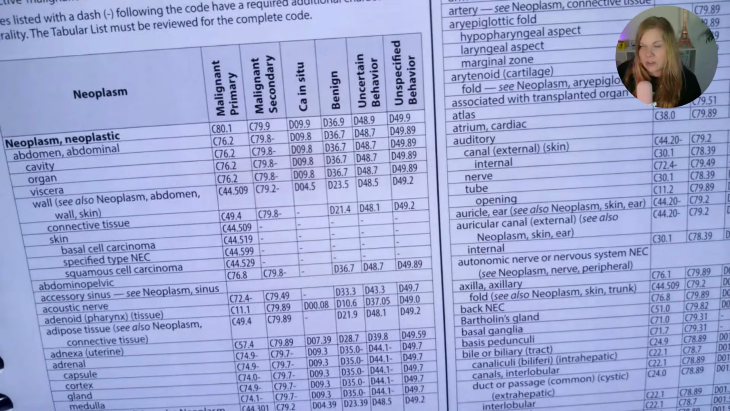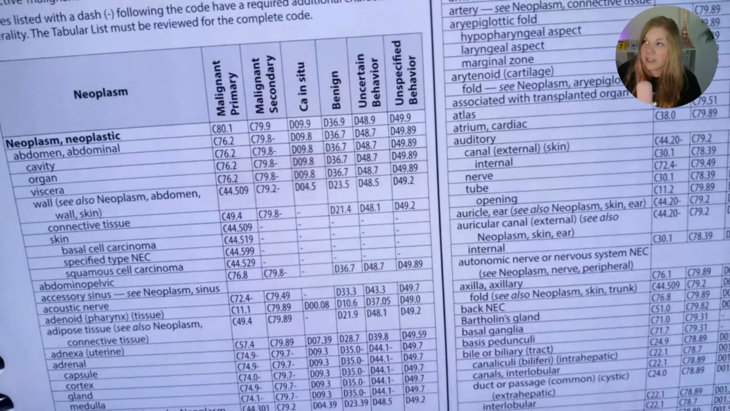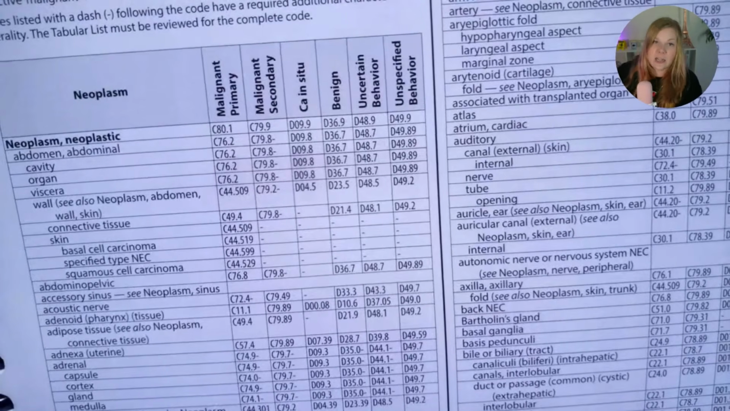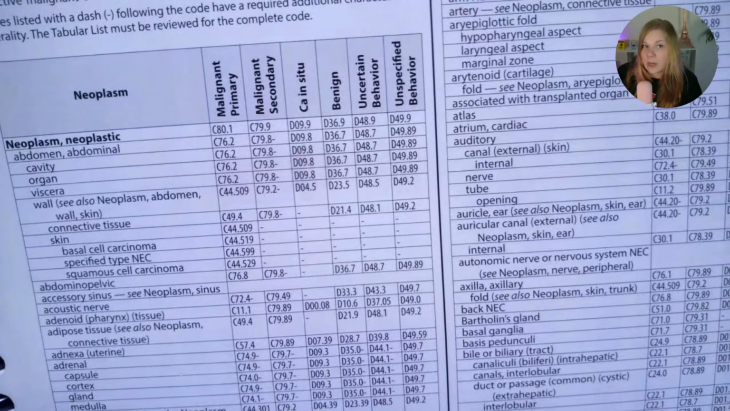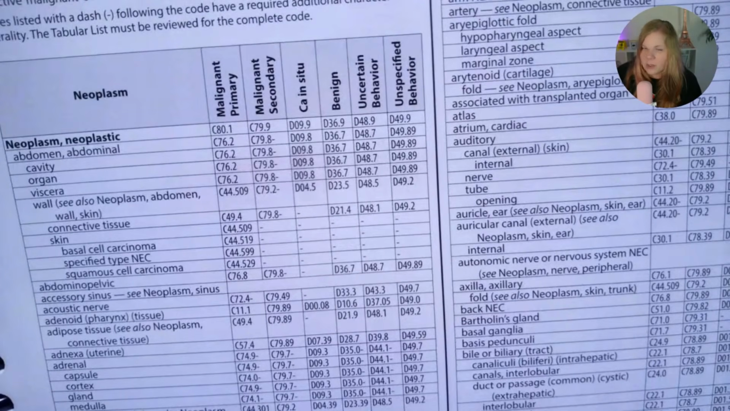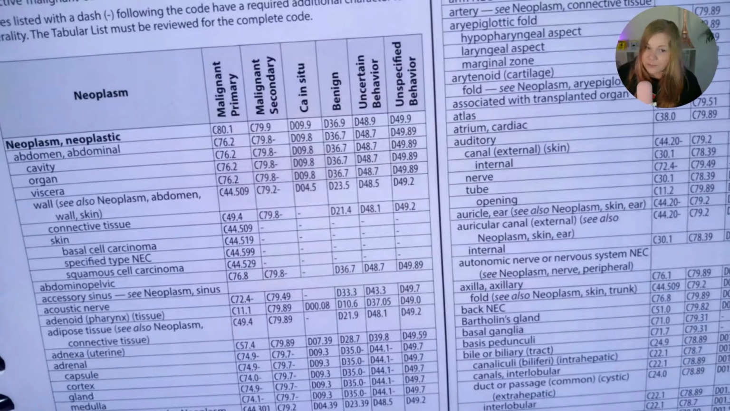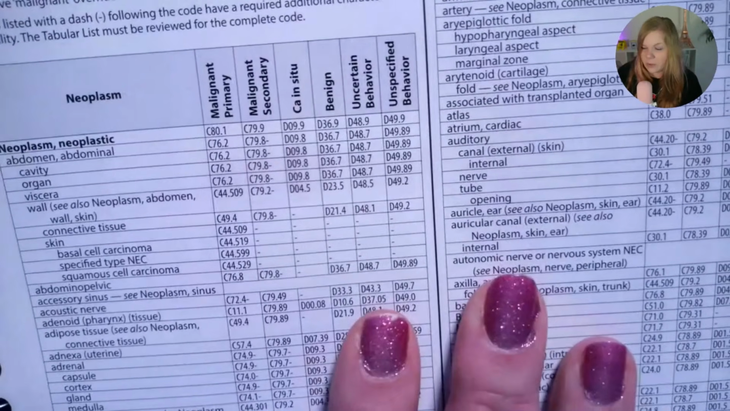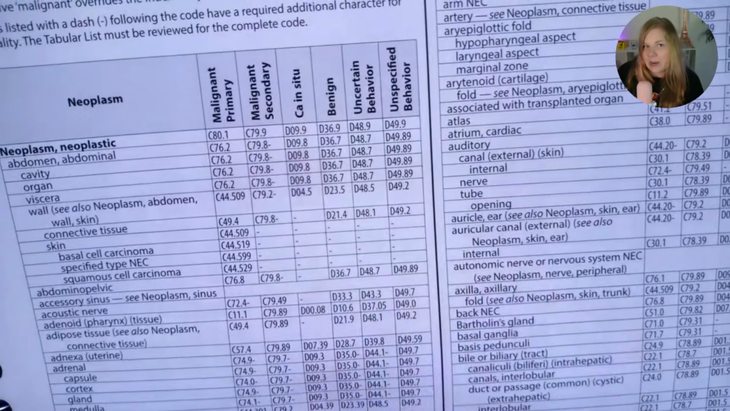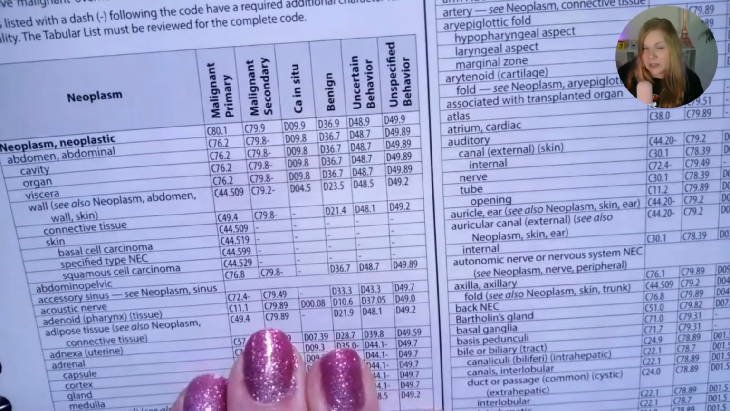There are certain neoplasms that have their own alphabetic index entry, for example, actinic keratoses. You can look under keratoses. But if we're talking about cancers, we're talking about neoplasms, we're talking about primary, secondary, carcinomas in situ, benigns, etc. We're going to need to know where our neoplasm table is. It comes right after your alphabetic index in most editions.